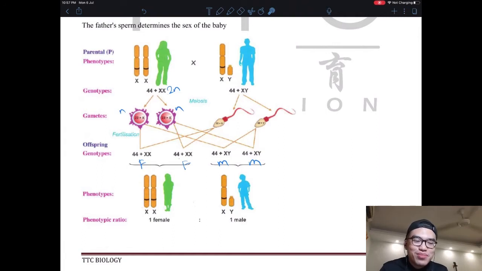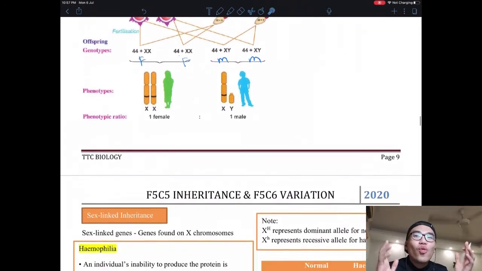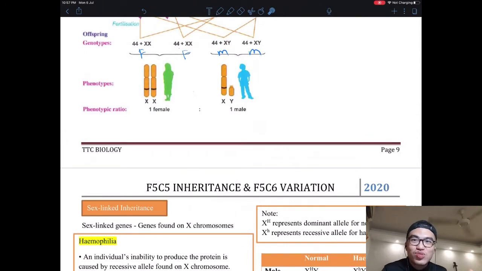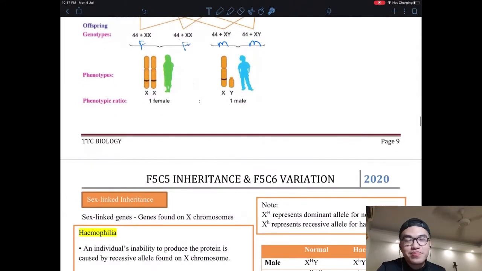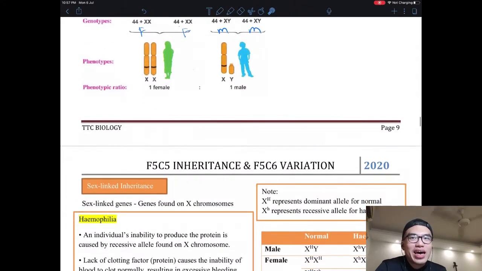So it's 50-50. It's always 50-50. This is statistics. You can't run away, you can't lie. It's not like, oh, temperature change or whatever, you increase your chance of getting a male or female. No, so don't be fooled. You can't lie. Biology doesn't lie to you.